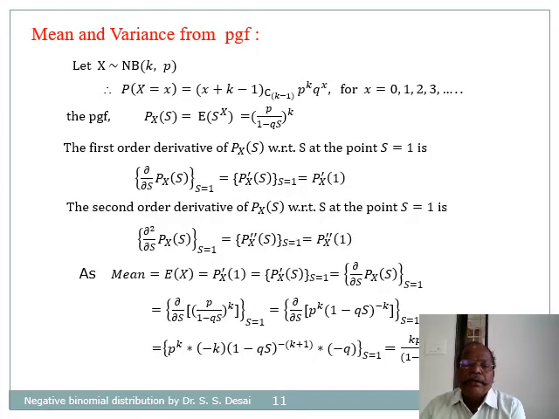Now to obtain mean and variance from PGF, we consider PGF expectation of s raised to x is equal to P divided by 1 minus Qs raised to k, and mean is equal to the first order derivative of P_X(s) at the point s is equal to 1. Now the derivative of this P divided by 1 minus Qs raised to k, which can be written as P raised to k into 1 minus Qs raised to minus k.